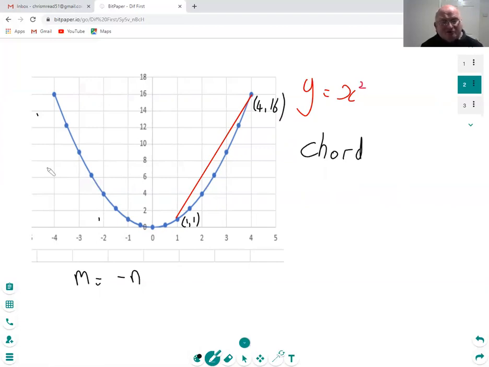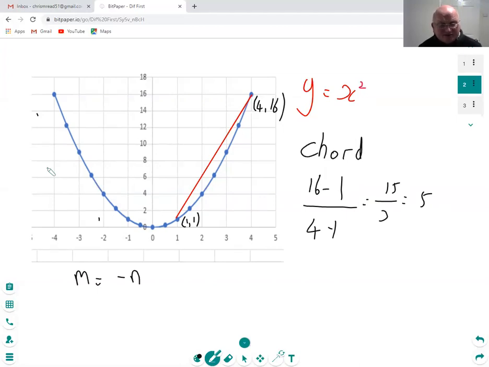Okay, and the line between the two, we can work out the gradient of that. You remember the gradient is basically the change in y divided by the change in x. Well, the change in y is 16 take away 1. The line goes up 15 squares there, 16 minus 1. And the change in x is 4 minus 1. So that's 15 over 3, which equals 5. So the gradient of that chord is 5. That doesn't tell us very much about the gradient of the curve.